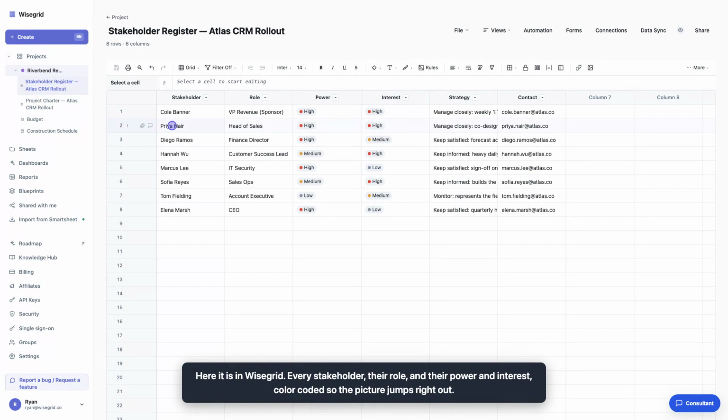Here it is in Wisegrid. Every stakeholder, their role, and their power and interest, color-coded so the picture jumps right out at you. High power and high interest? Manage them closely. High power but low interest. Keep them satisfied and do not overload them with detail.